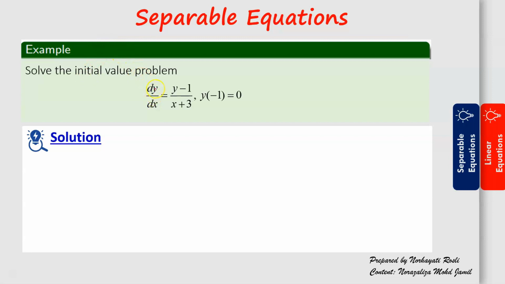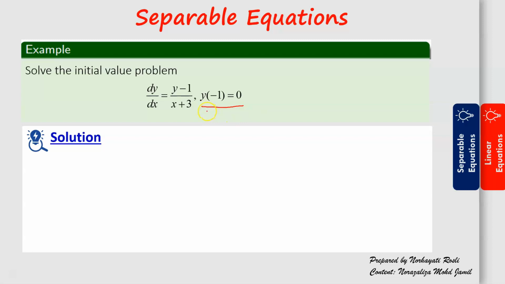Here we have the problem dy/dx equal to (y minus 1) over (x plus 3), whereas here we have additional information, that is y(-1) equal to 0. If you go back to the week 1 slide, in this case you get a particular solution instead of a general solution. In the previous example you got a general solution, but now with the initial value, you will get the solution in terms of a particular solution.